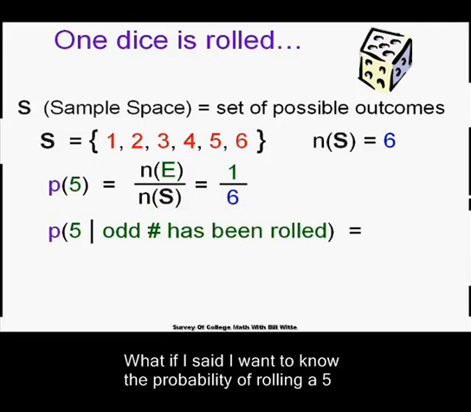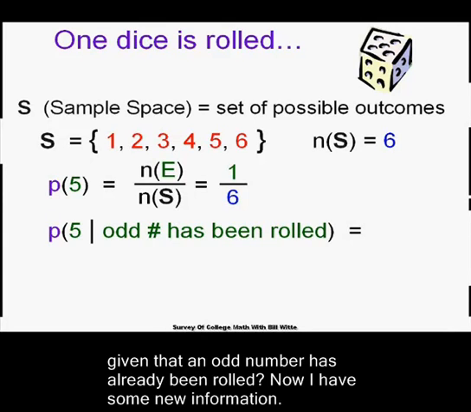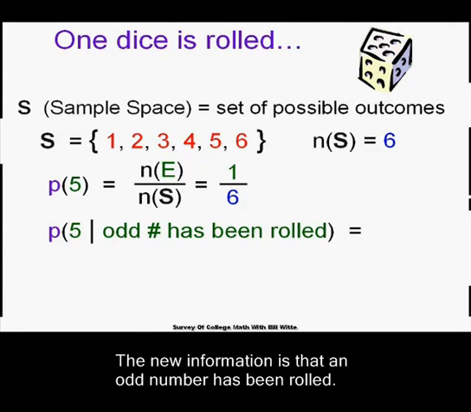Wait a minute. What if I said I want the probability of 5 given that an odd number has already been rolled? Now, I have some new information. The new information is that an odd number has been rolled.